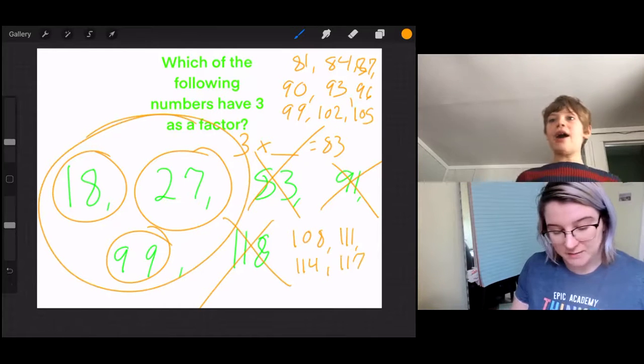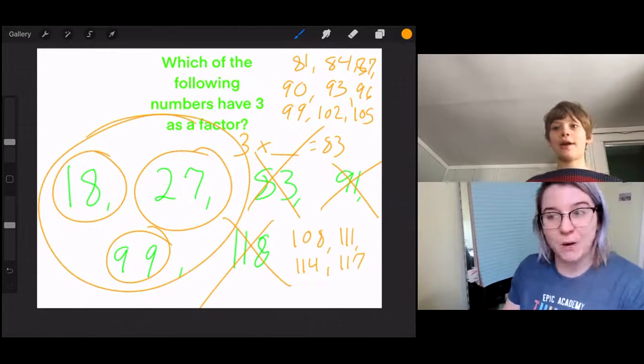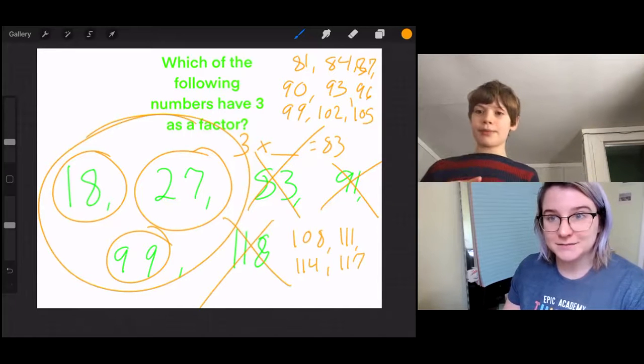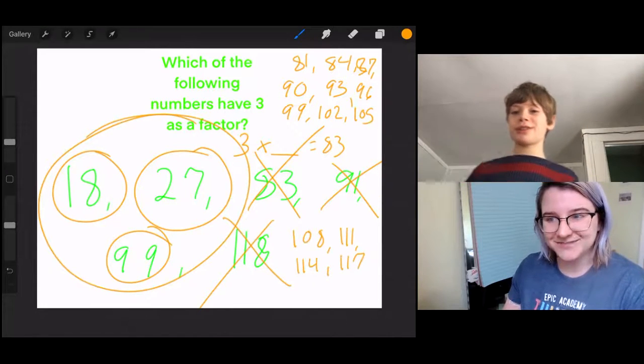Wow! It was a journey to get there, but we got there. I am thoroughly impressed with our work. Me too. How are you feeling about factors and multiples, Dylan? I felt like we learned a lot today.